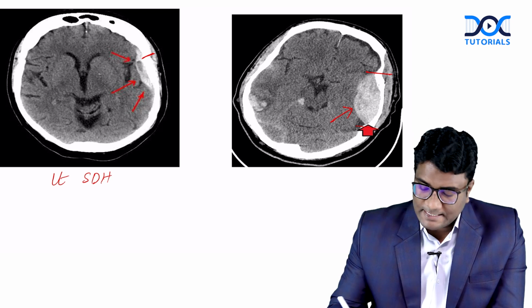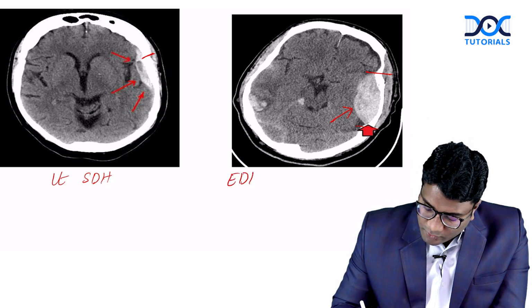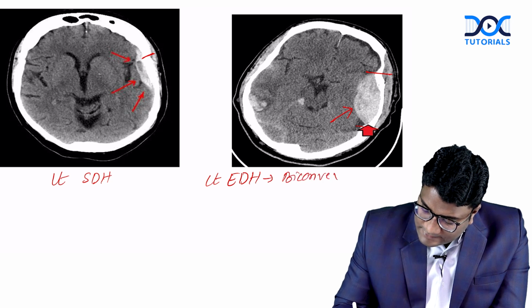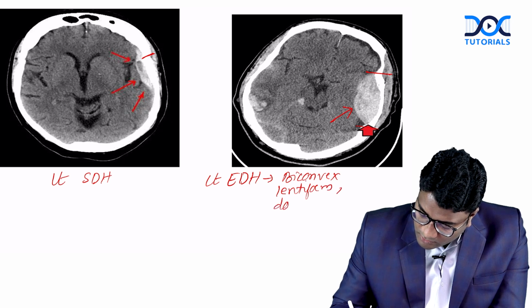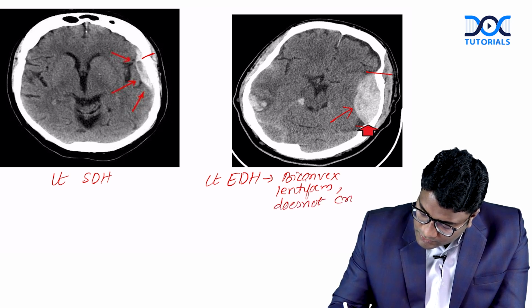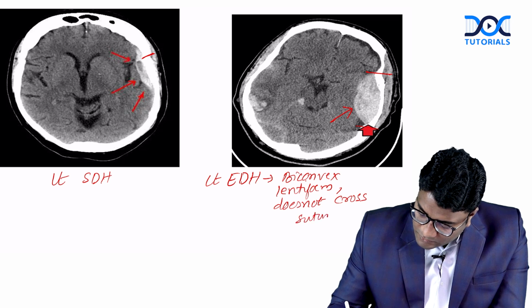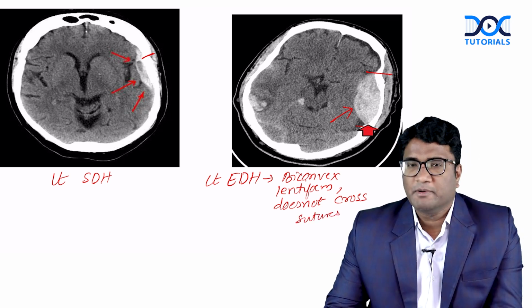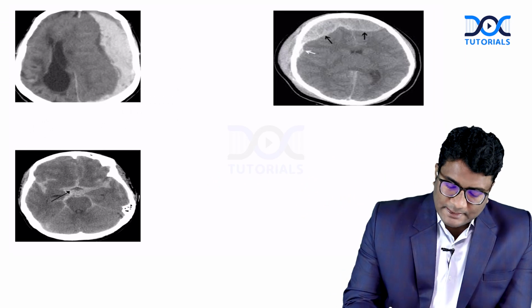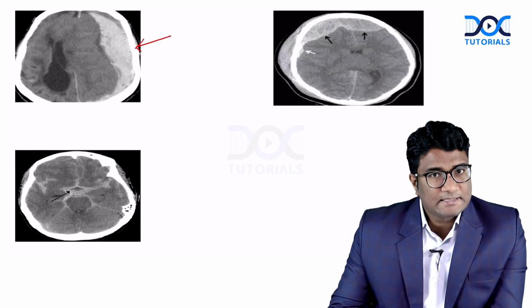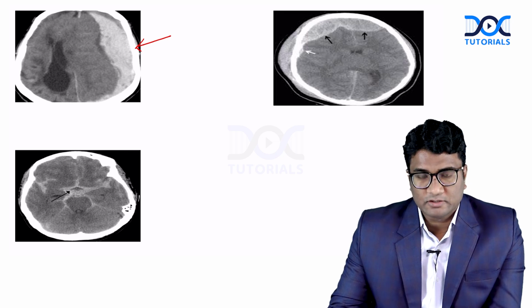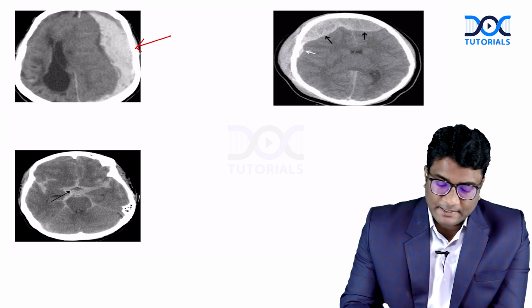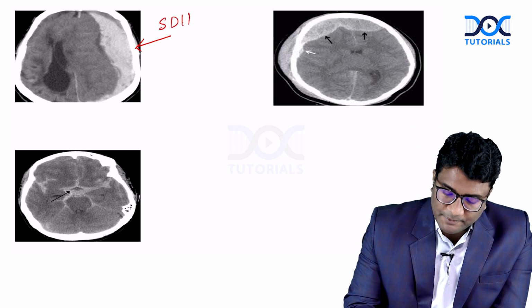What do you think is this? This is an epidural hematoma, the left epidural hematoma. Epidural hematomas are biconvex, lentiform, and the important point is they do not cross sutures. That is how we differentiate a subdural hematoma from an epidural hematoma. And what do you think is this here? This is crescentric, crosses sutures. You can see the frontotemporal suture is crossed, but it is not crossing the midline. So, this is again a subdural hematoma.